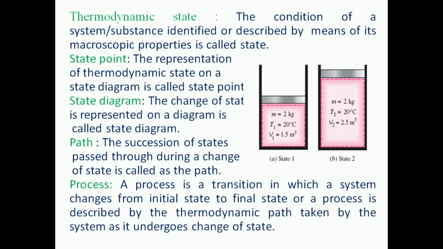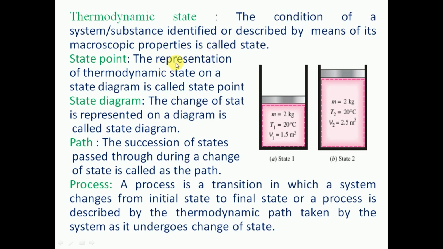Next, concerning the thermodynamic system, we will discuss some points. The first one is the thermodynamic state. The condition of a system or a substance identified or described by means of its macroscopic properties, that is, measurable properties, is called a state. Any condition of a system, if you represent it by its properties like pressure, volume, temperature, etc., then those are called macroscopic properties. That is called a state.